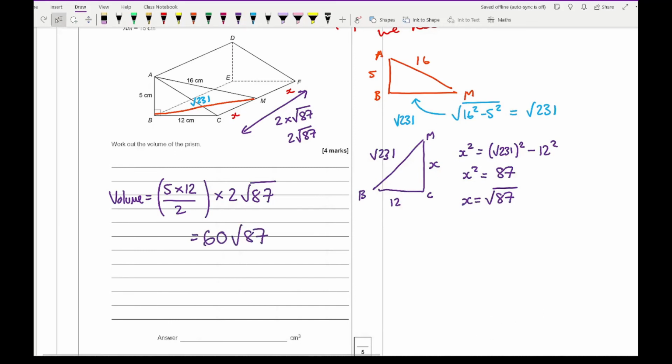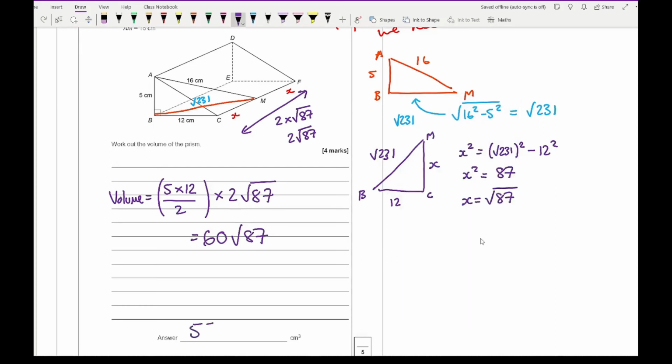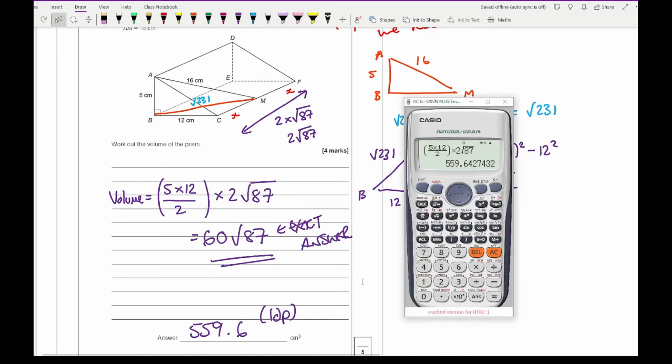And then obviously, do we want to leave it? I could leave my answer as that, but I'm going to write it as a decimal. So it's 559.6. That's to 1 decimal place. So this here is the exact answer, or the answer in terms of surds. But I'm just going to write it as a decimal just because I can.